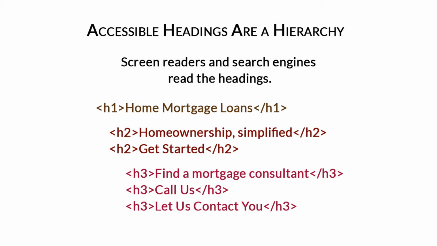Accessible headings are a hierarchy. Screen readers and search engines read the headings. So you have an H1, Home Mortgage Loans. You have 2 H2s on this page, Home Ownership Simplified and Get Started. Under the H2 for Get Started, you have 3 H3s: Find a mortgage consultant, Call us, Let us contact you.